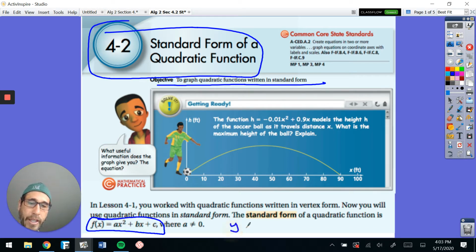We'll deal with it in regular notation. That is function notation, okay? And we're going to use function notation when we get a little bit further ahead. But the standard form of a quadratic function would be y equals ax squared plus bx plus c. Okay, so make sure you put that in your notes.